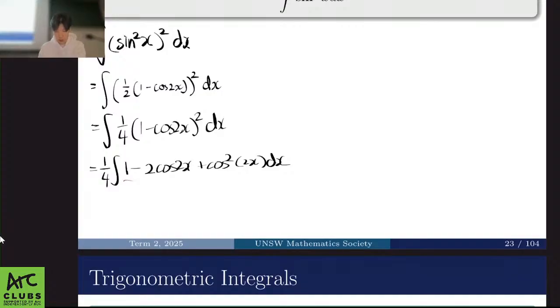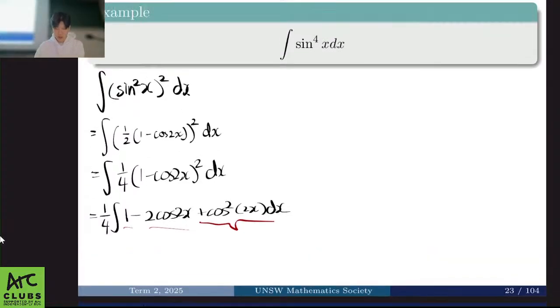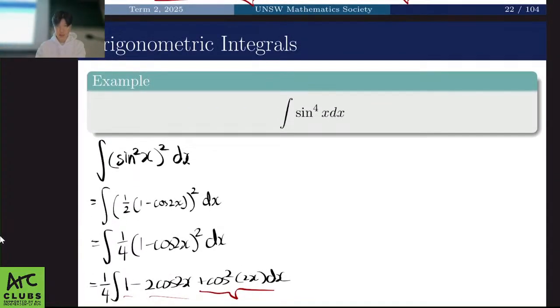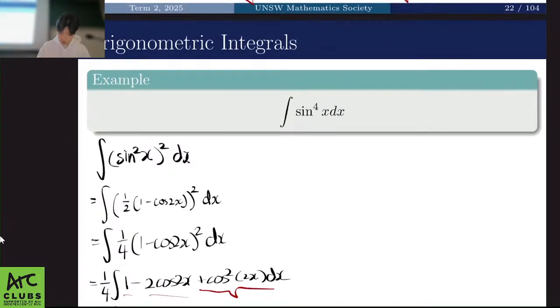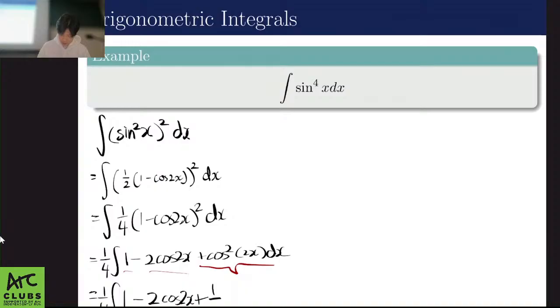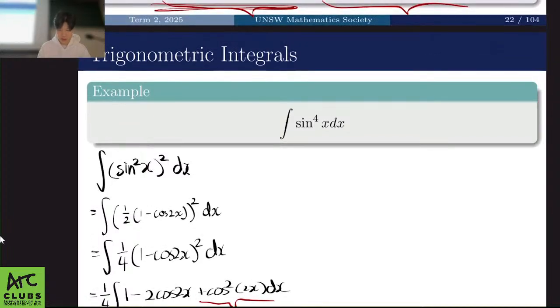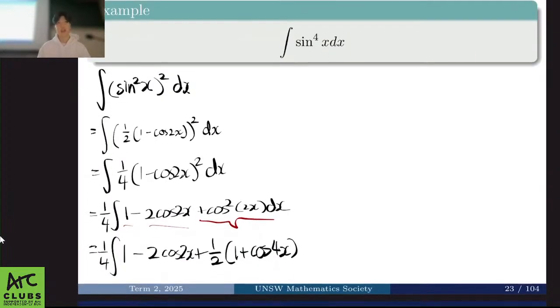Now I can integrate 1 and cos 2x fine, but now we have another issue where we have another trig where it's to an even power. So we want to use this identity again. It's going to be a quarter 1 minus 2 cos 2x plus cos squared 2x. It's going to be half 1 plus cos 4x. So it's going to be double the angle. Like notice how the x becomes 2x. 2x is going to become 4x.